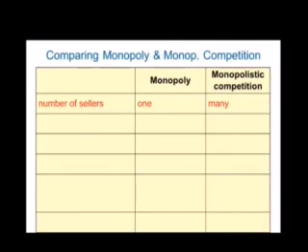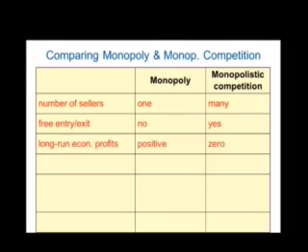The number of sellers, when we compare monopoly and monopolistic competition: there's just one seller in monopoly, and there are many sellers in monopolistic competition. There is no free entry and exit in monopoly, but there is in monopolistic competition. As we talked about in the last chapter, monopolies have barriers to entry, but monopolistic competition does not. Long-run economic profits are positive for monopoly, but zero for monopolistic competition.